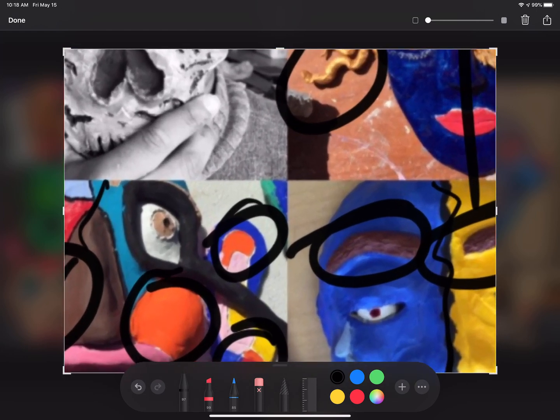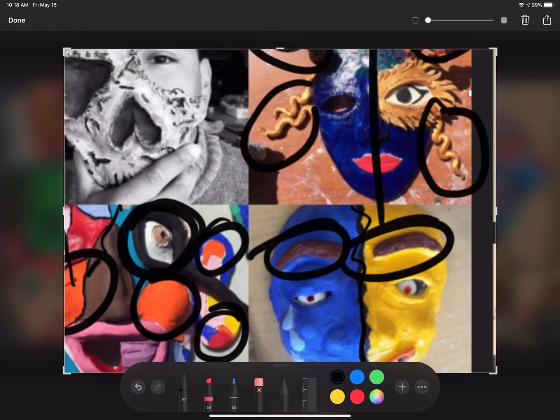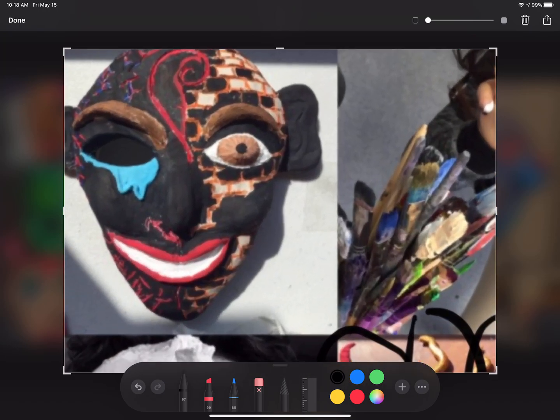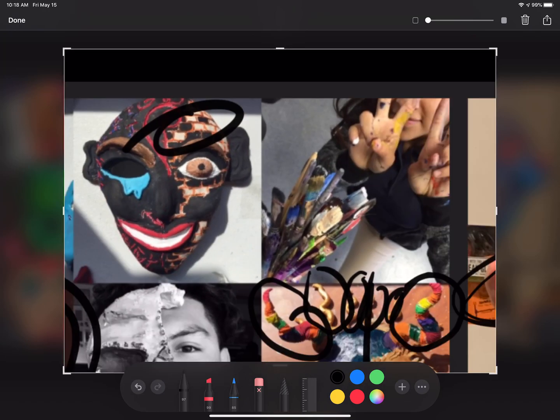Oh, look. Talk about a metaphor. Open up your eyes. See the truth. We have a magnifying glass. And then we're building a future. I just can't talk about how great these masks are.